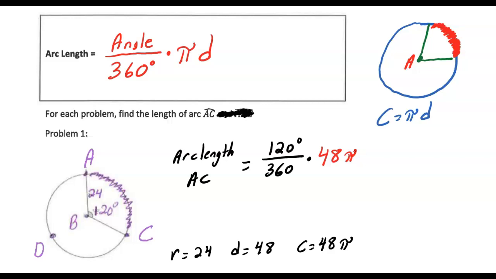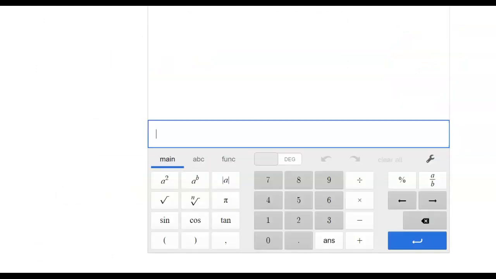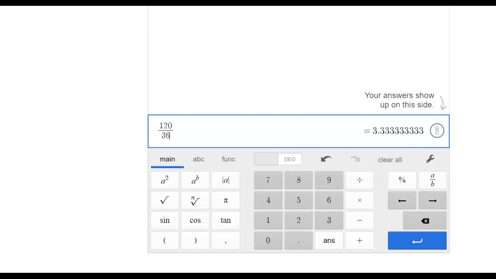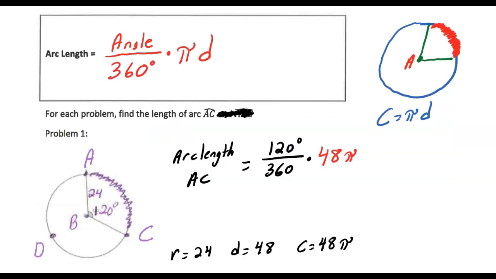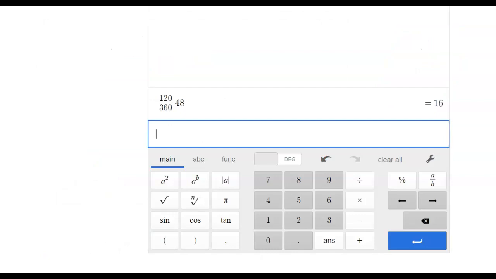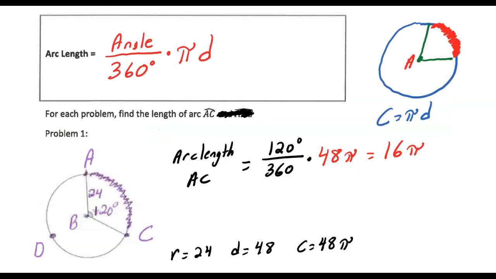And then I'm going to grab my calculator and I'm going to show you how to do that. So 120 divide by 360 times 48. Now I'm going to get the exact answer, so I'm not going to type in pi. So if you look at this, you get 16. So in my notes, typically on the SAT, you're going to see this answer, 16 pi. Then I'll go back to my calculator and say 16 pi, and that's approximately 50.27.